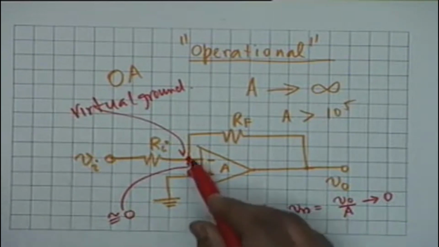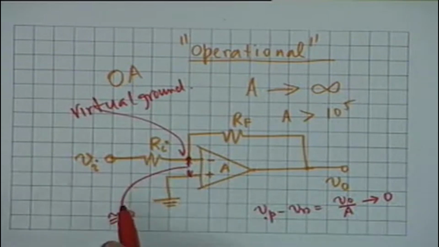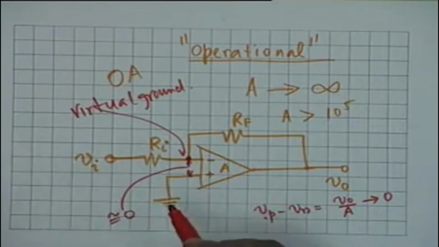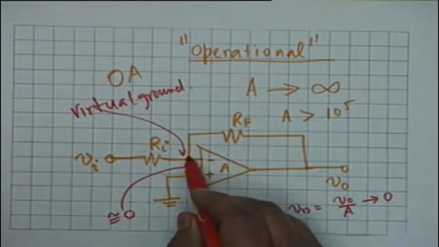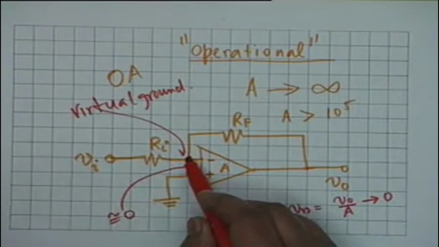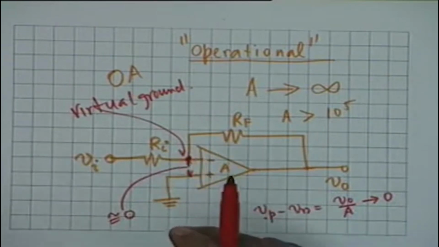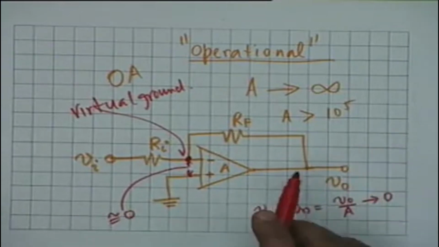That is, the two potentials of the two input terminals are approximately equal. Now, one of them has been connected to ground, so its potential is 0. Therefore, the other must also be 0. Now, you see, this is a 0 potential point, but not connected to ground. So, it is not a real ground, it is a virtual ground. This virtual ground concept simplifies the analysis of such amplifiers tremendously.